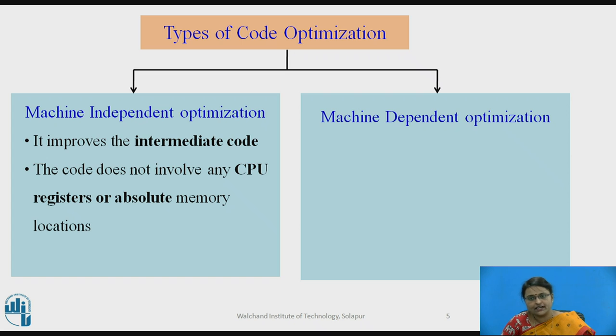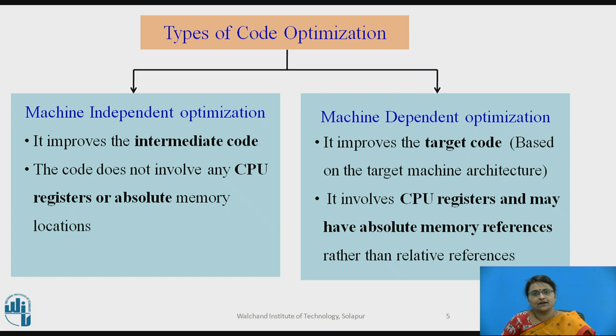Whereas in machine dependent optimization, what will happen? It improves the target code which is generated, because the target code is based on the target machine architecture. Based on what kind of machine it is, the machine dependent optimization works. So automatically it involves the CPU registers, and it may have absolute memory references, working on those rather than relative references.